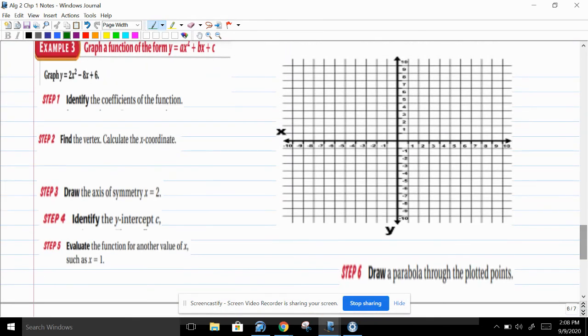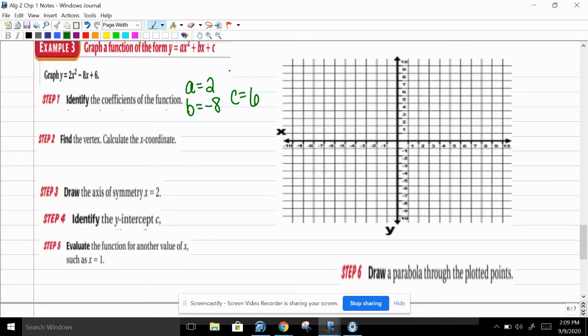In this last example, I'm going to walk you through our steps to graphing any function that I can throw at you. So we got y is equal to 2x squared minus 8x plus 6. First things first, let's identify the coefficients. a is the number that's attached to the x squared, that's 2. b is the number that is attached to the x. For the first time we're seeing a b here, that's negative 8. And c is the number that's by itself, that's going to be equal to 6. We're going to see how that plays in a minute.